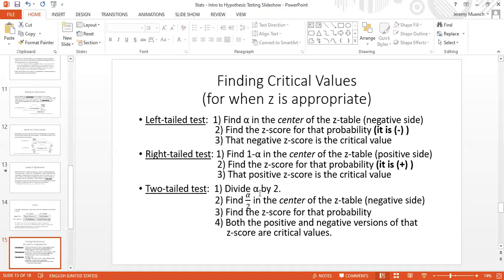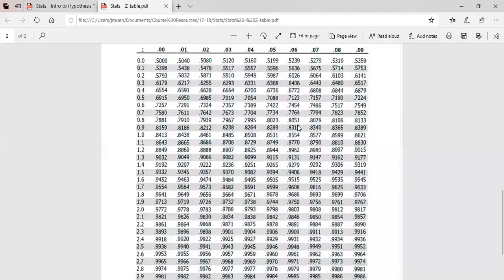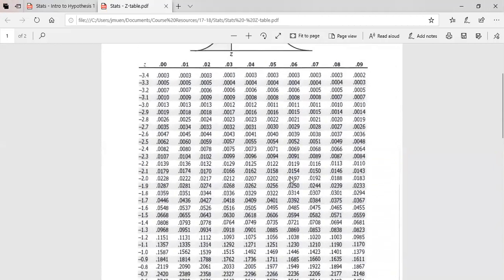So if alpha were 0.05, you would look for 0.025. You're going to find alpha over 2 in the center of the z-table. Easiest to do this on the negative side. You could also find 1 minus alpha over 2 in the center of the z-table on the positive side, but it's just easier on the negative side. And then you're going to find the z-score for that probability. So we talked about alpha of 0.05, so we look for 0.025, which is right here. And now we find the z-score for this, which is negative 1.96.